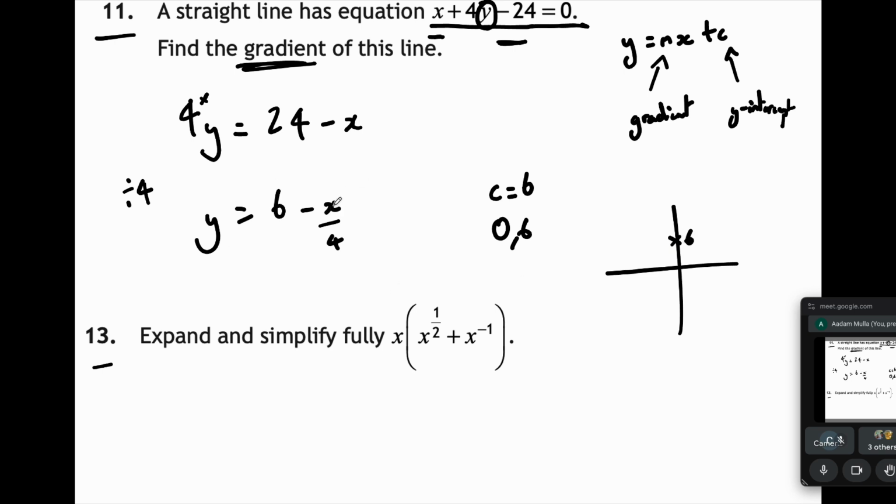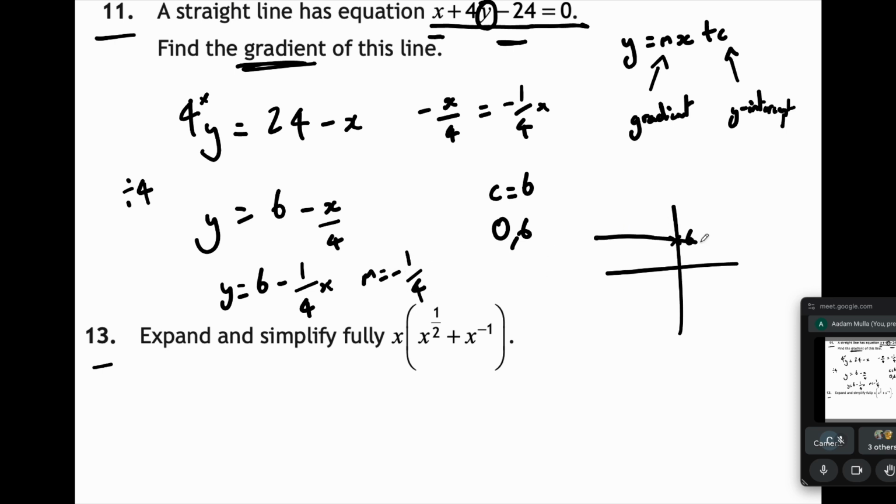The next thing I can see is x over 4. I can rewrite minus x over 4 as negative 1/4 x. I've just brought this divided by 4 outside. So I'm going to rewrite this as y equals 6 minus 1/4 x. The gradient is this number and this sign before this x. So m is equal to negative 1/4. So the gradient is negative 1/4. The line will be quite shallow because it's a small number. It's less than 1. That line would look something like that. That's the answer that you want.